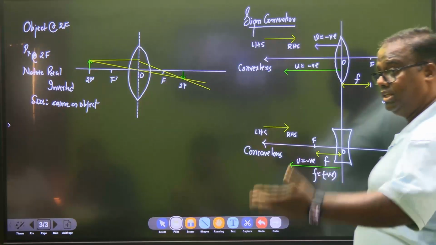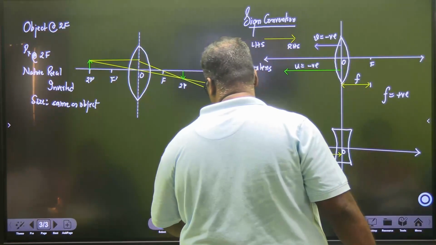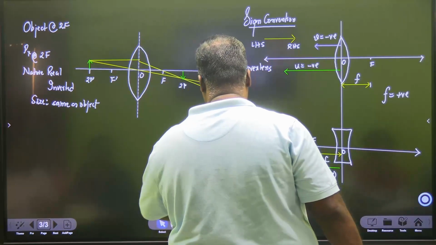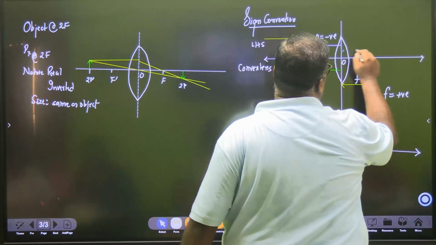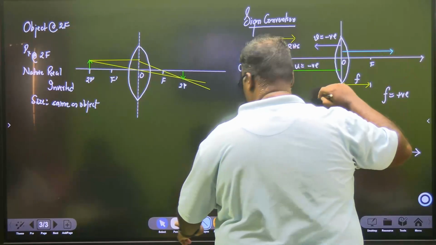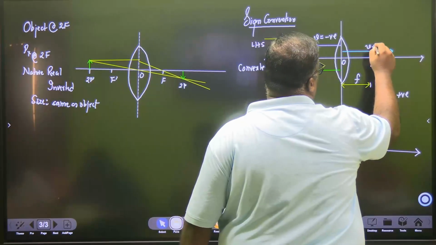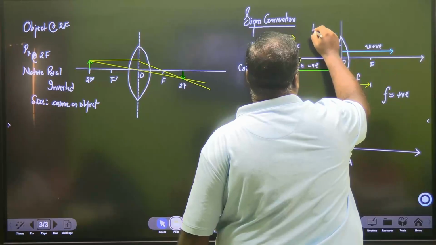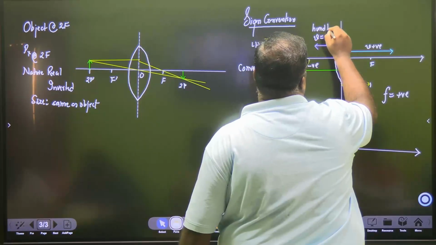In all other cases, my image distance would be positive. V would be positive. This is for the hand lens.